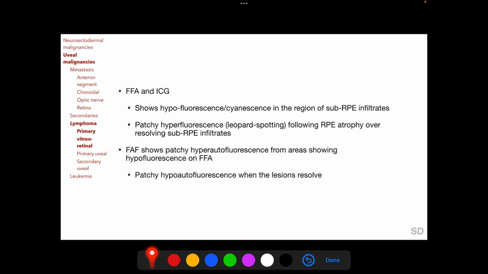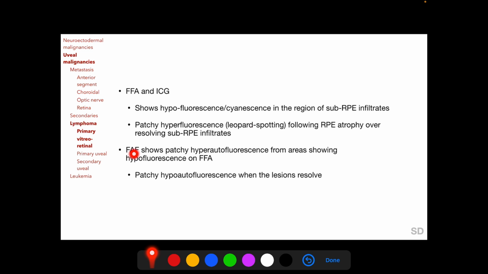Other diagnostic tests which may help us in management of PVRL patients both initially and during follow-up include fundus fluorescein angiography and indocyanine green angiography, which show hypofluorescence and hypocyanescence respectively in the region of the sub-RPE infiltrates. Later on, following resolution of the sub-RPE infiltrates with development of RPE atrophy, these tests will show patchy hyperfluorescence in the form of leopard spotting.